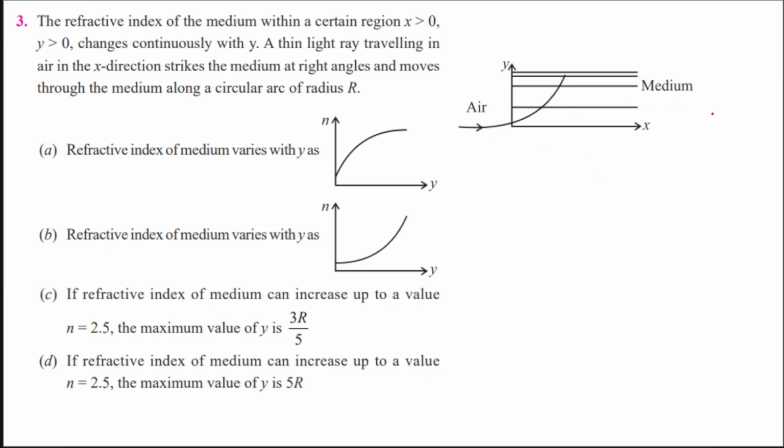So, what is said in the question? We have a region of medium, and that region is contained in x greater than 0 and y greater than 0. And the refractive index of the media is not constant, rather, it is a function of y. Okay, and if you see here carefully, there are certain structures like this drawn. What is this and why is it there?